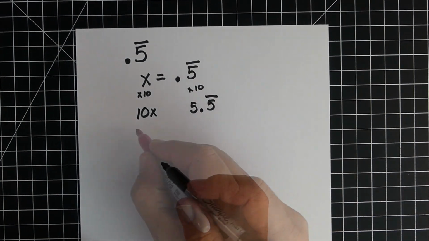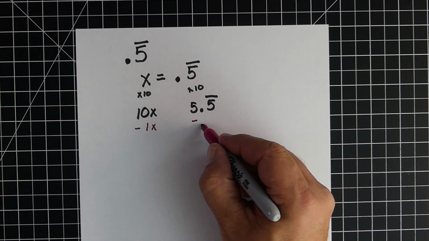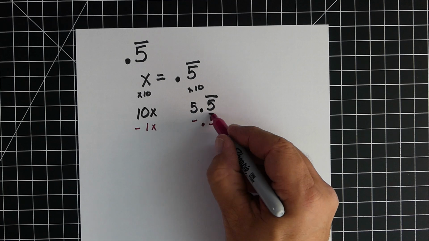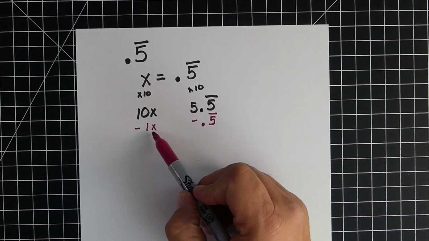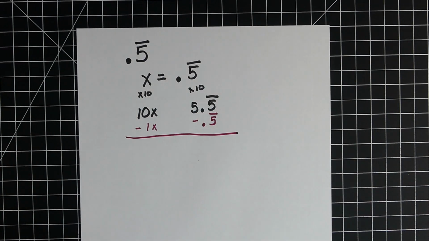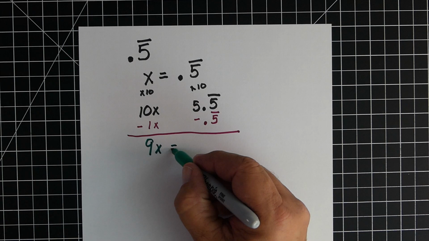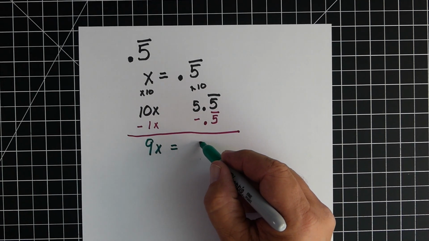Now we're going to get rid of one of the x's. So on the left side, it's going to be 9x. On the right side, what we're getting rid of is this 0.5 repeating. So when we get rid of an x, that's what we get rid of. What's left on the left side is the 9x, and on the right side, we're left with just the whole number 5.